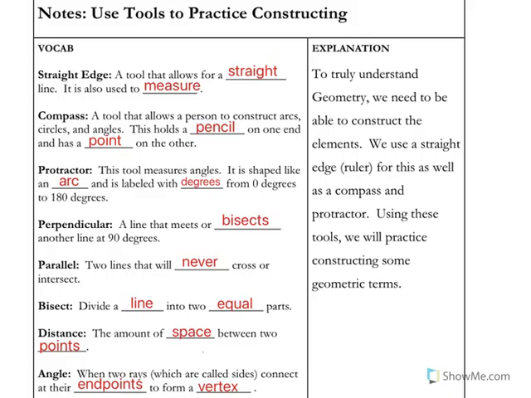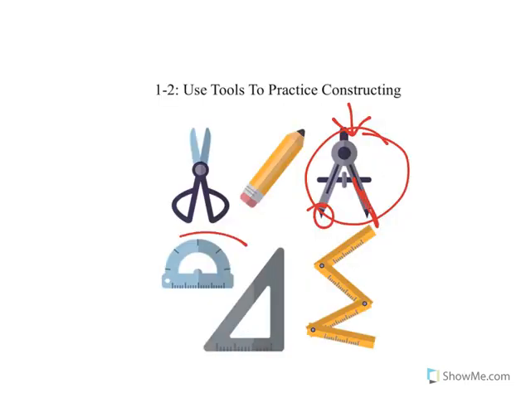A protractor. This tool measures angles. It is shaped like an arc, and it is labeled with degrees from 0 degrees to 180 degrees. Let's go back and look at the protractor. This is a protractor. It has this space in the middle so that when you are holding it, you are putting it down against a picture of an angle or a triangle, you're able to see the lines through the protractor, and that allows you to figure out what the degree of the angle is.